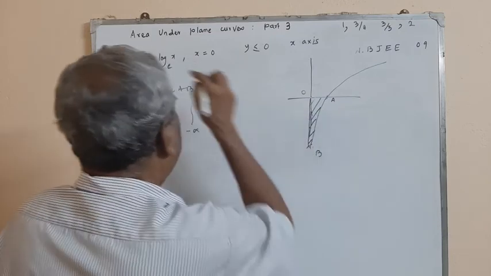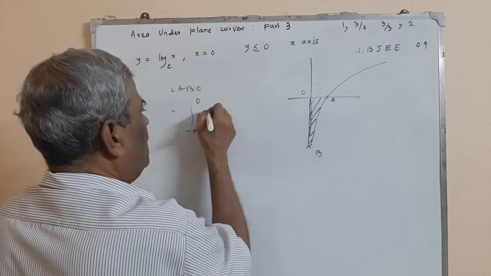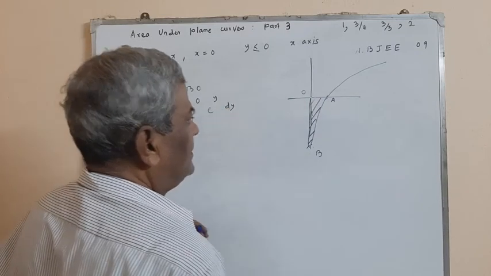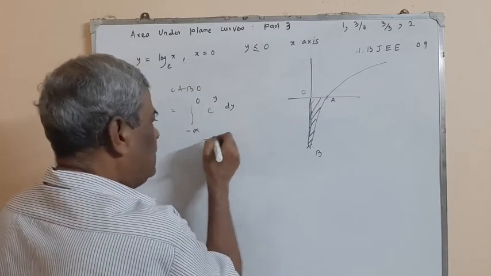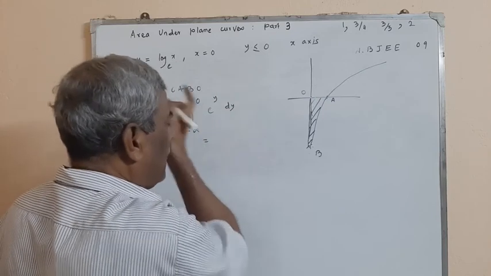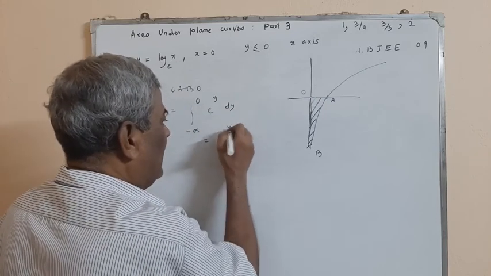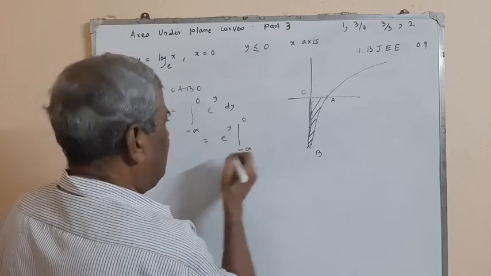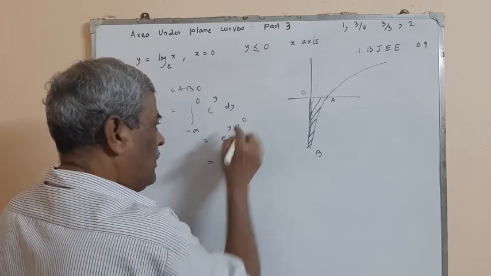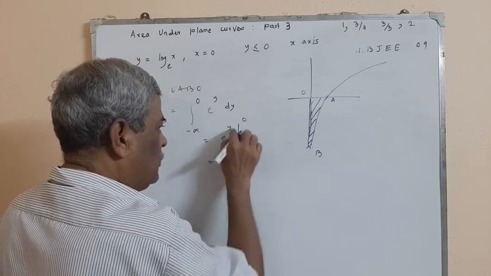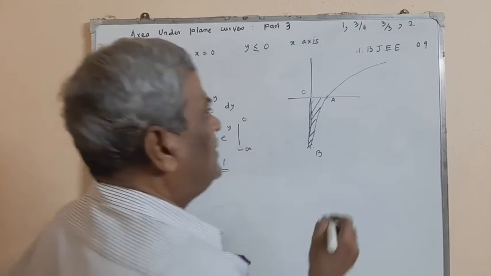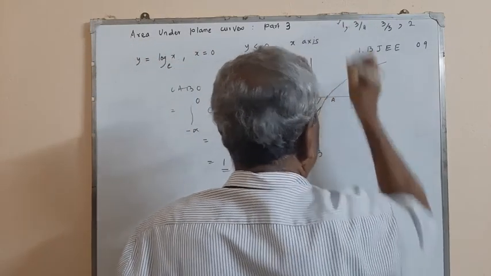X is equal to e to the power y, into dy. So it is equal to e to the power y from minus infinity to 0. So it is equal to e to the power 0, which is 1, and e to the power minus infinity is 0. So 1 square unit is the answer. So this is the correct option.